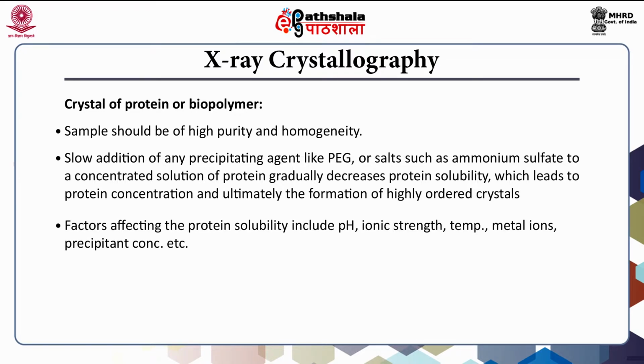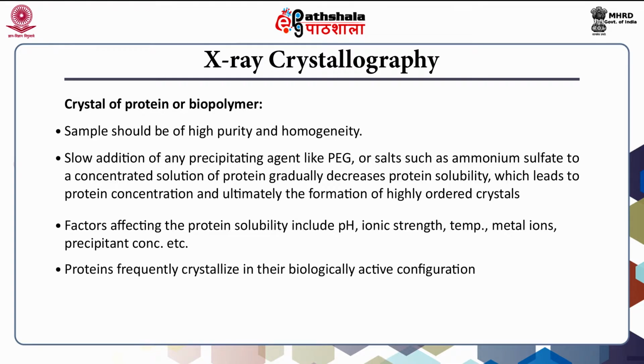For example, myoglobin can be crystallized by using 3 molar ammonium sulfate solution. Similarly, the poliovirus can also be crystallized. This poliovirus has 240 protein subunits surrounding an RNA core, and this particular poliovirus crystal has 8500 kilodalton. So, generally proteins crystallize in their biologically active configuration.